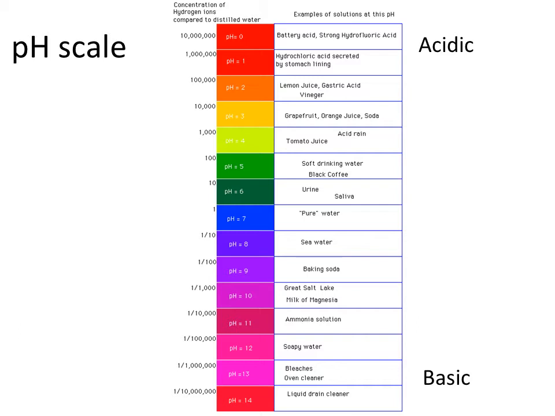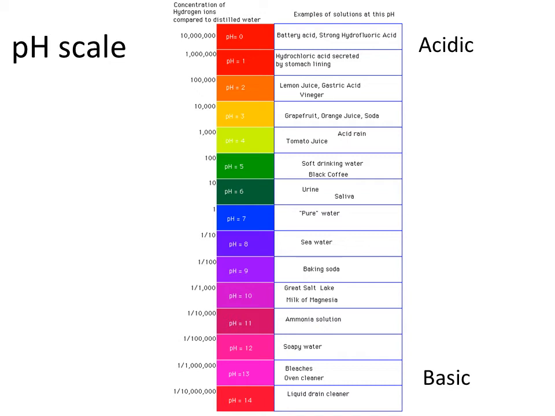Because this scale of the amount of hydrogen ions in a substance is logarithmic, each step you go on the scale is 10 times more or less acidic, more or less basic. So let's say you go from lemon juice with a pH of 2, which has 100 times as many hydrogen ions compared to distilled water.